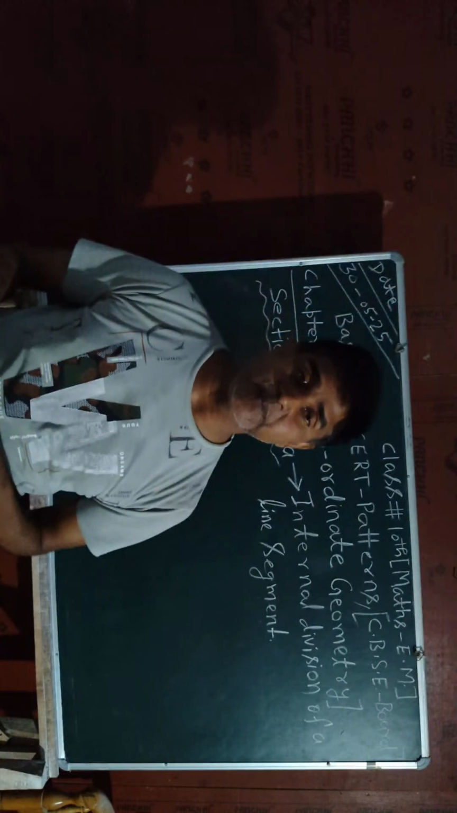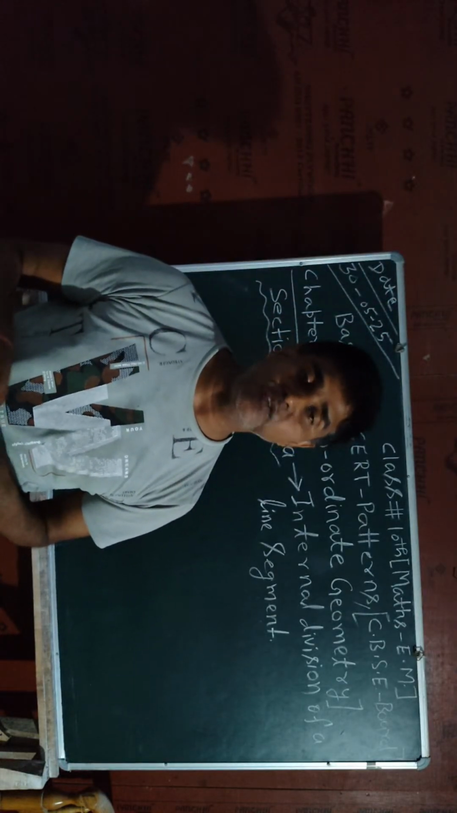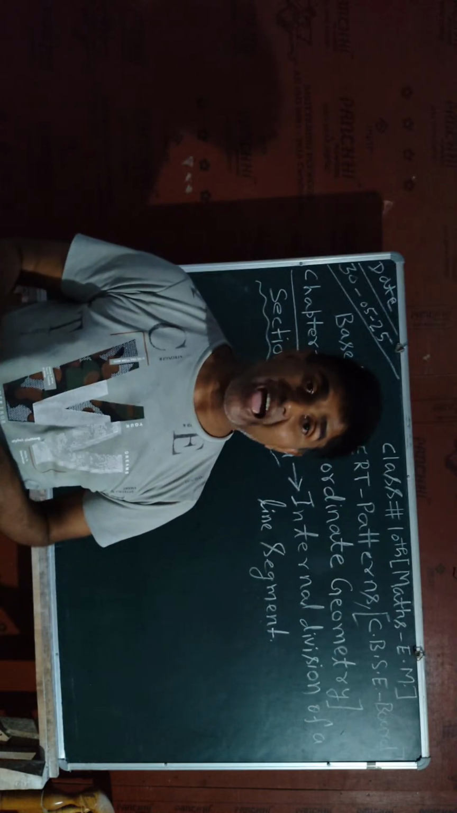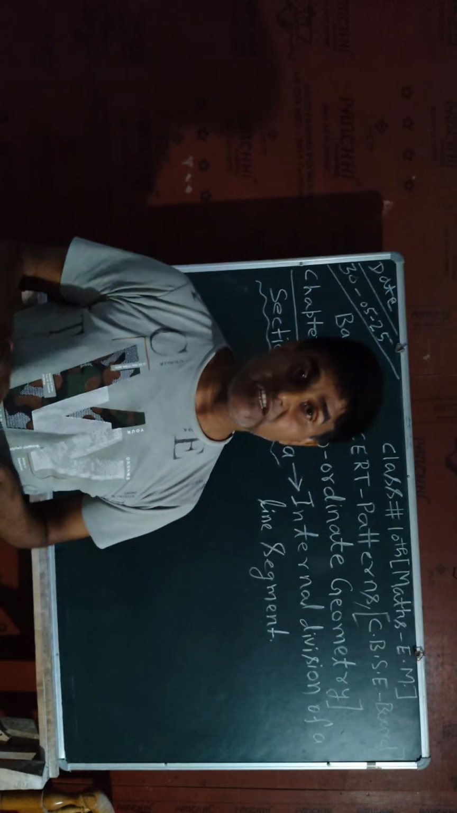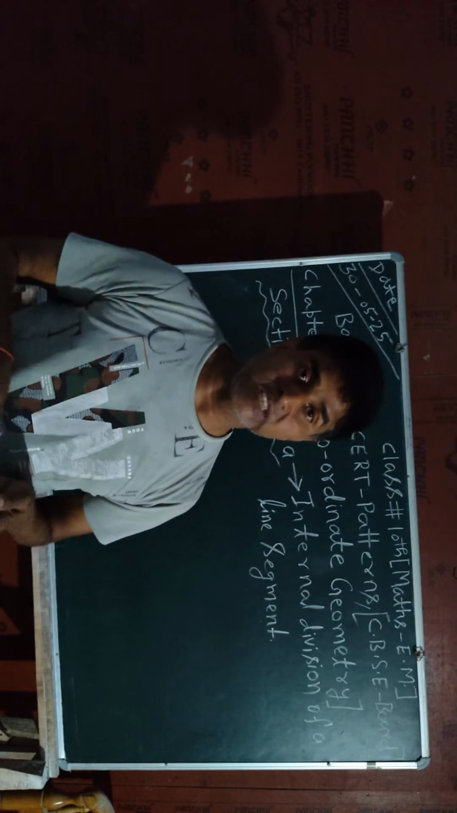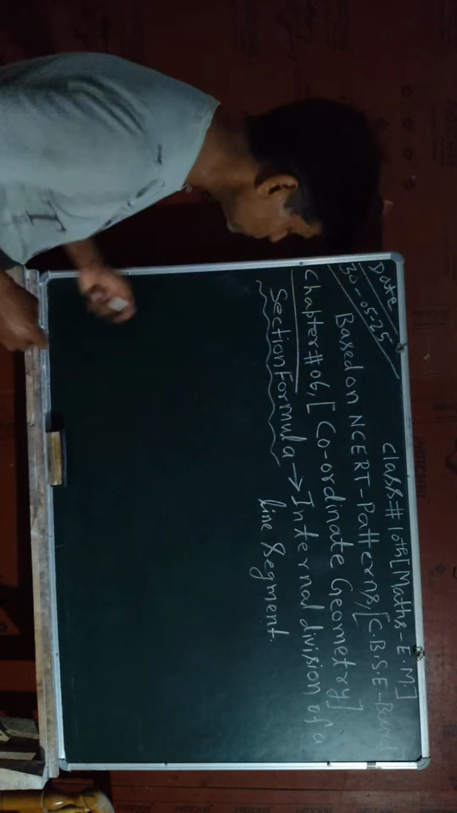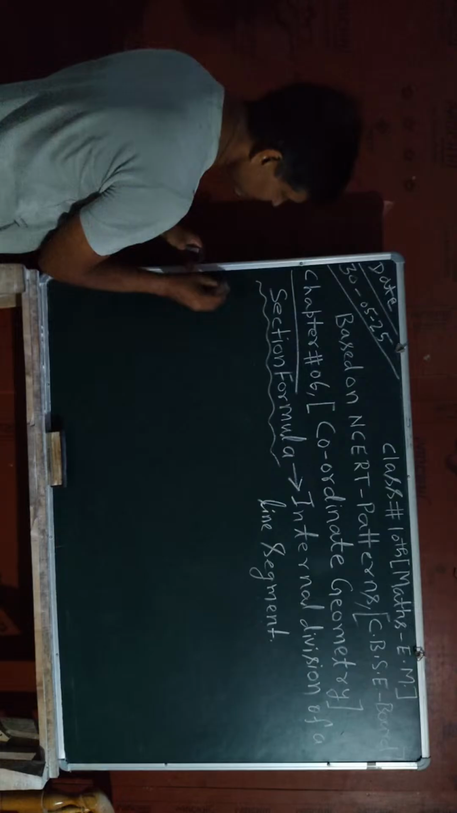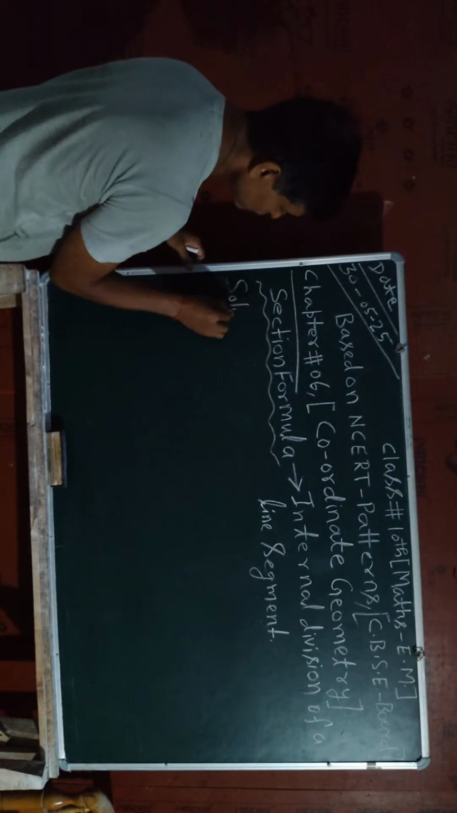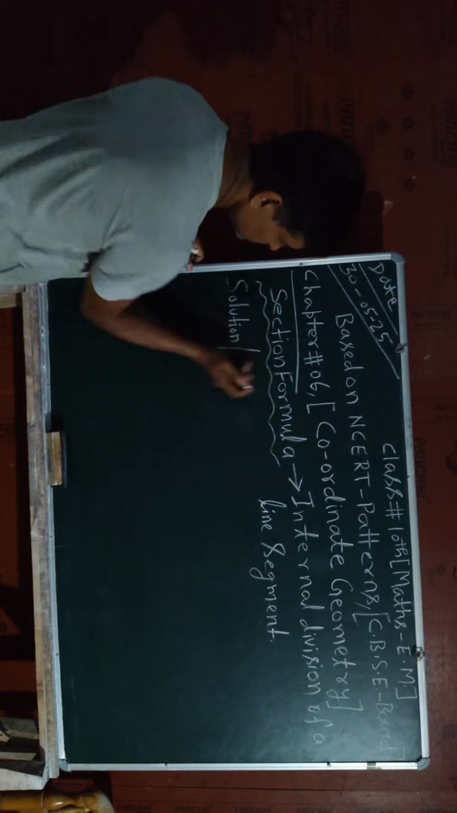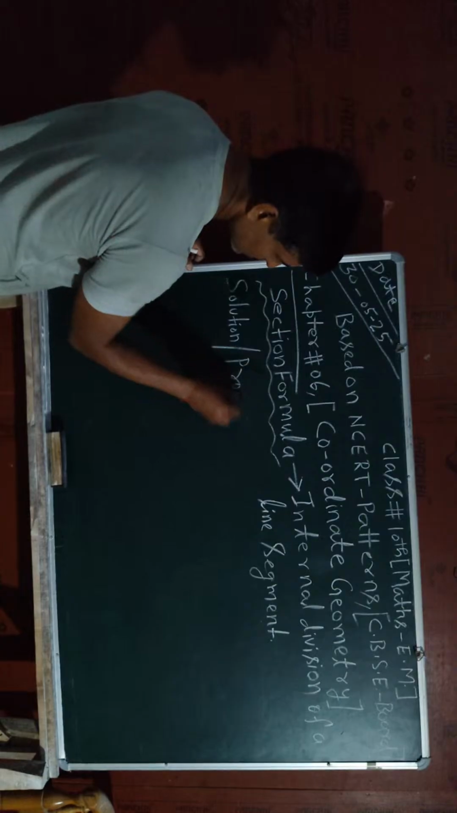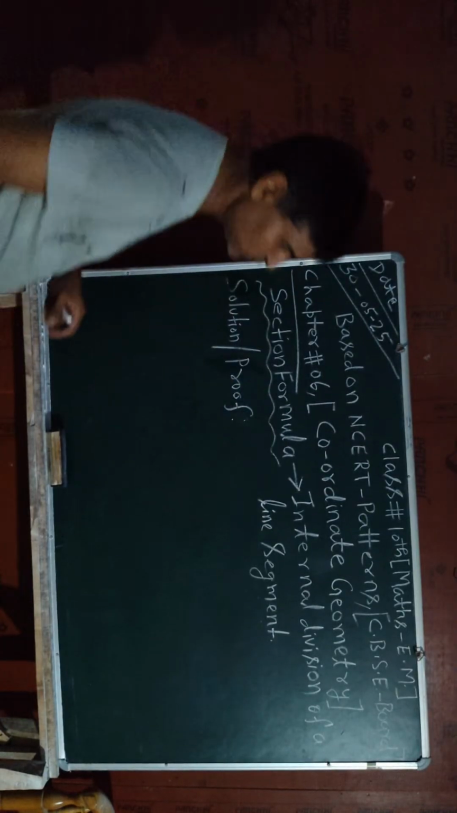That is, we can say the internal division of a line segment: one line is given and we will divide that line into two parts, and then after division I will get the coordinates of the point which is dividing the line into two sections. Now I am going to explain this. First of all, here I will write the solution. Here I am going to prove this formula.